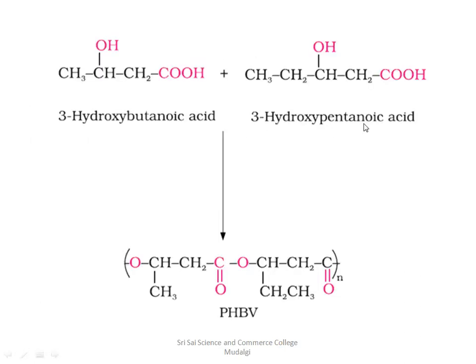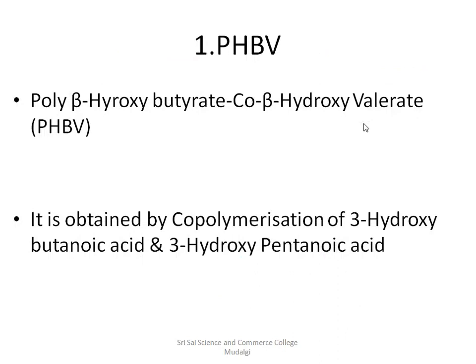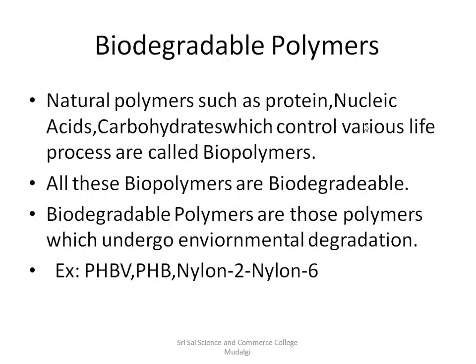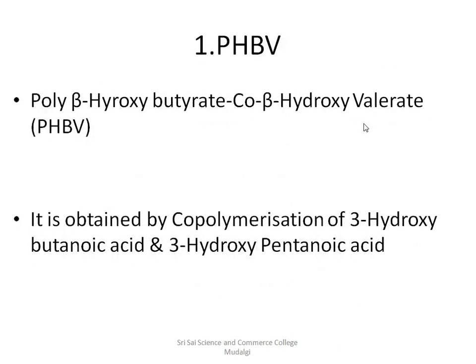So you can see the structure. Try to practice the structures. These are very important ones, dear children. So the first example we have seen with respect to biodegradable polymers is PHBV. What is PHBV? Poly beta hydroxybutyrate copolymerized with beta hydroxyvalerate.